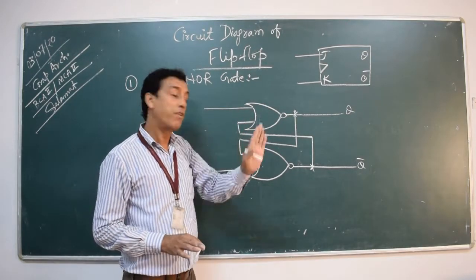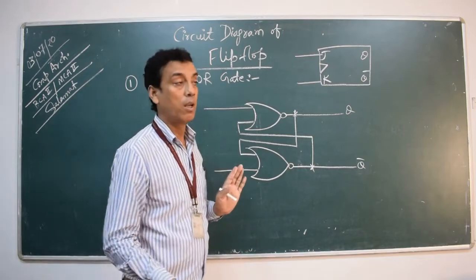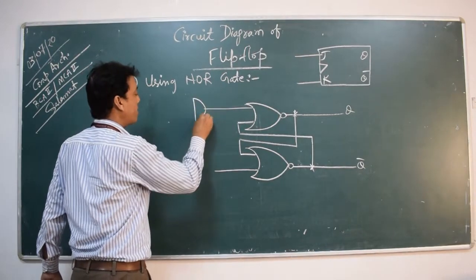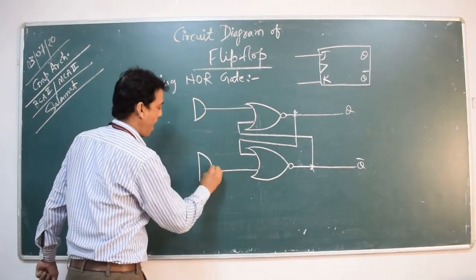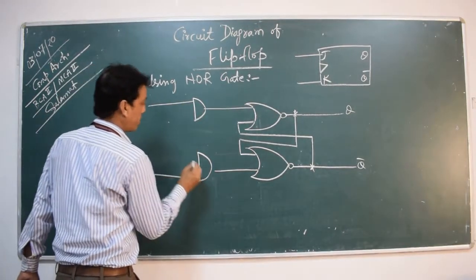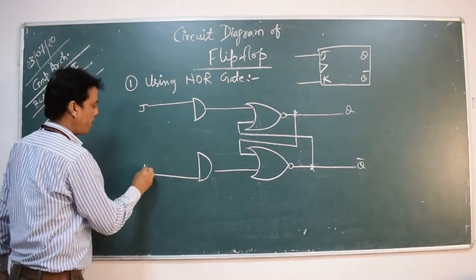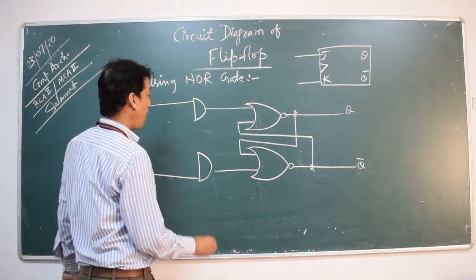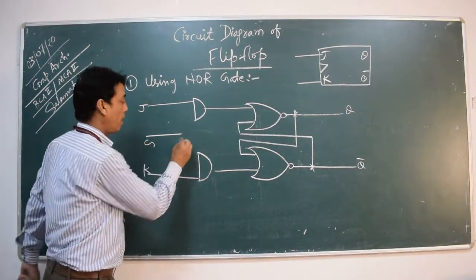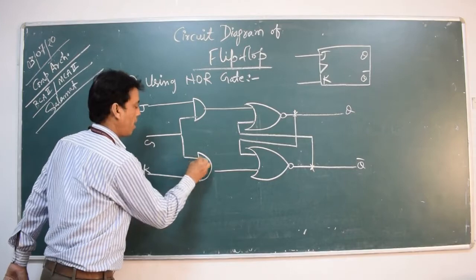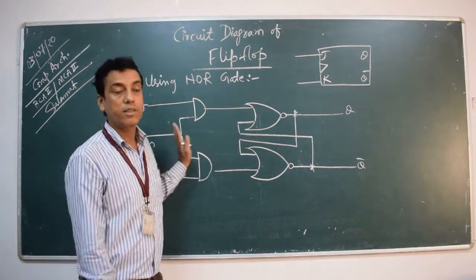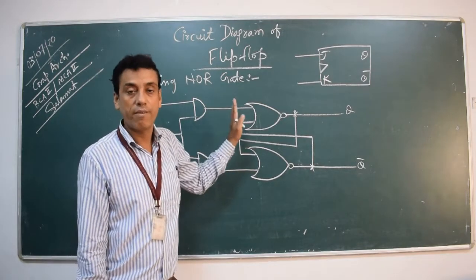Now what change we will make to this, and it will become flip-flop. What we have to do? We have to take one AND gate and one more AND gate, right? This is J and this is K. This is J, this is K, and this is gate G. Now this is the complete circuit diagram for JK flip-flop.